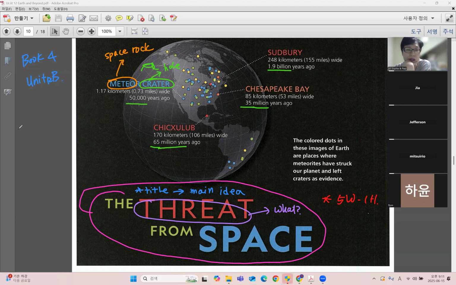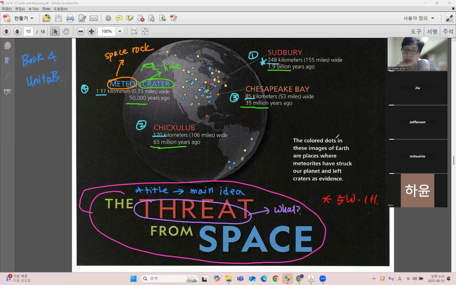And let's check out the sizes. What is the size like? It is 1.17 kilometers, 170 kilometers, 85 kilometers, and 248 kilometers wide. So which one is the biggest one? This one is the oldest, and this is the biggest. This is the second largest, this is the third, and this is the fourth.